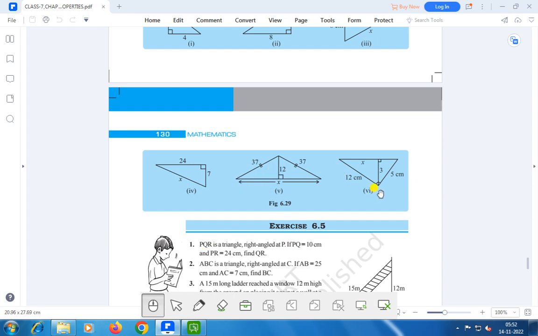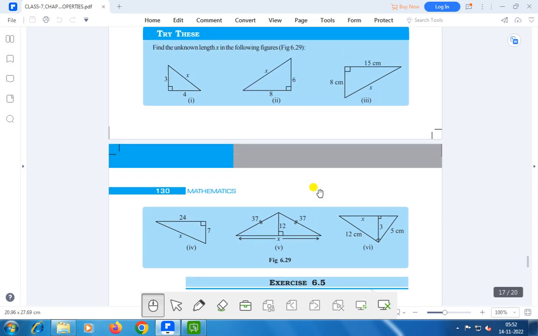Here also you see this one. This is 90 degree, so 5 square minus 3 square you will get the value of this one, and 12 square minus 3 square you get the value of this one, and if you add these you will get the value of x, right? In the next video we will solve the exercises.